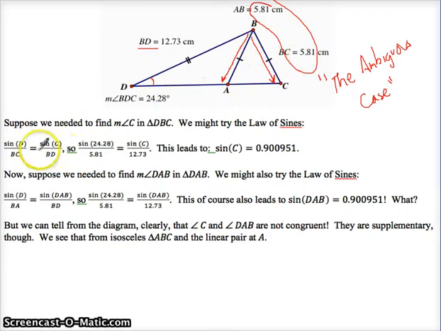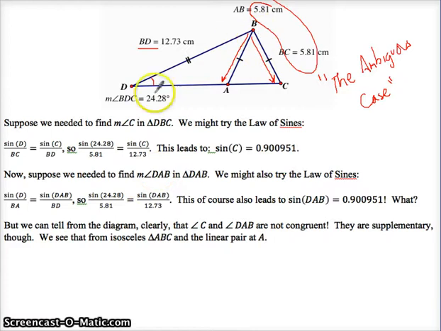So we know this side opposite, whether it's this way or this way, this side opposite angle D is 5.81. So you'd think you're doing pretty good if you say sine 24.28 over 5.81 equals something else, like sine C over 12.73, or sine A over 12.73, or even sine B over whatever this side length down here is supposed to be. Anyway, let's just talk about C right now. If you're trying to do this with C, we have three other things in this proportion all done. If you did that, you'd solve for sine C, and you get this.